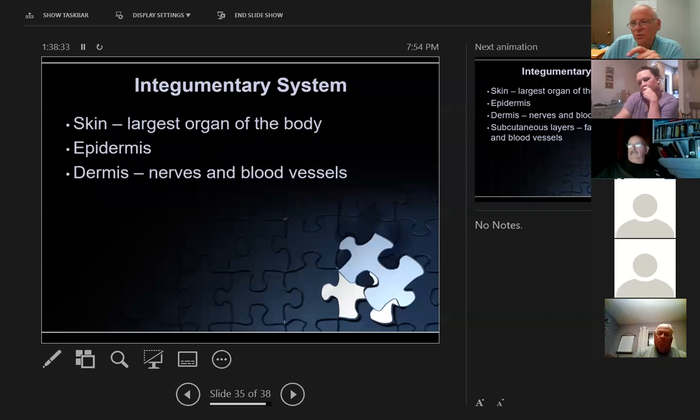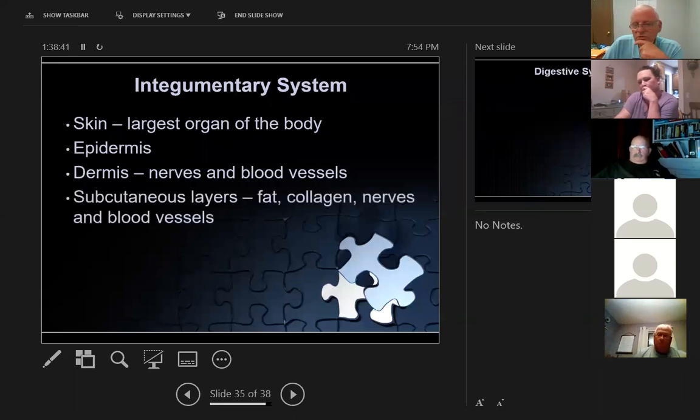The dermis is the nuts and bolts. That's where all the nerves and blood vessels, sweat glands, sebaceous glands, all those things are. Multiple layers of that. And then underneath the dermis, we have the subcutaneous layer, and that's made up of fat and collagen fibers, and it also has nerves and blood vessels. Okay.